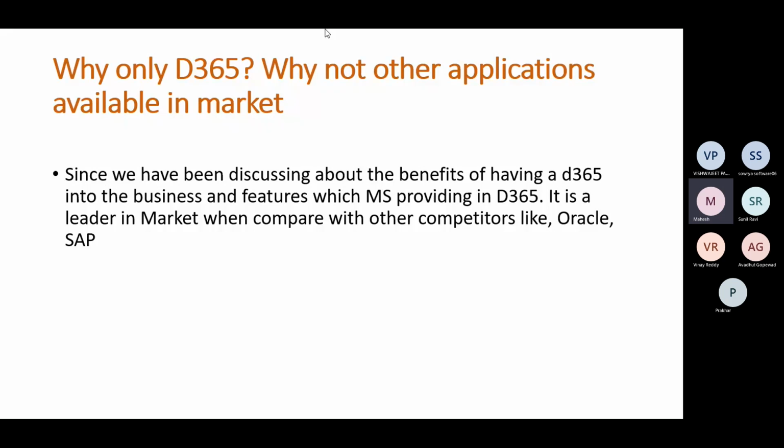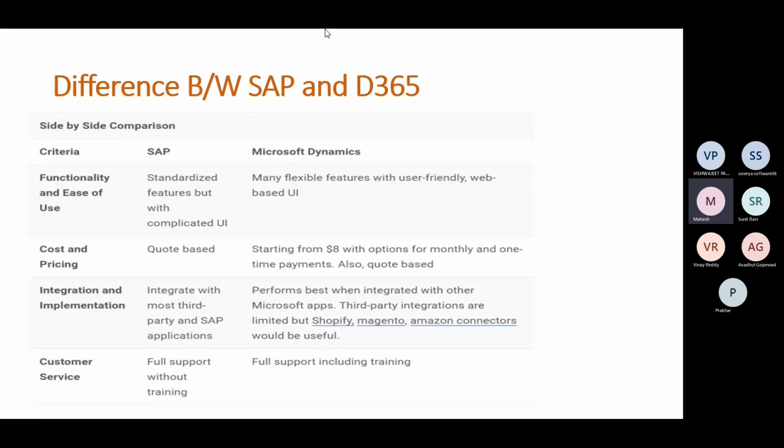I have a quick slideshow regarding the difference between SAP and D365, where we can see the comparison. The very first thing is functionality and ease of use: SAP has standardized features but a complicated UI, while Microsoft has many flexible features with a user-friendly, web-based UI. As I told, it's a user-friendly UI and we can easily understand the options and features available in Dynamics. Going forward, you will understand, because we will go deep into the features and the application, what exactly is the use, what we can configure, and what we can produce for the businesses.